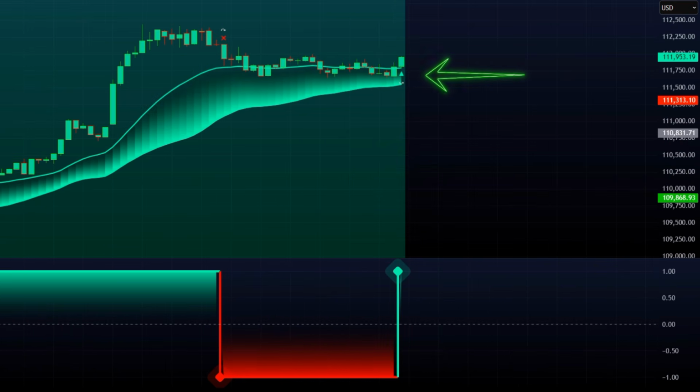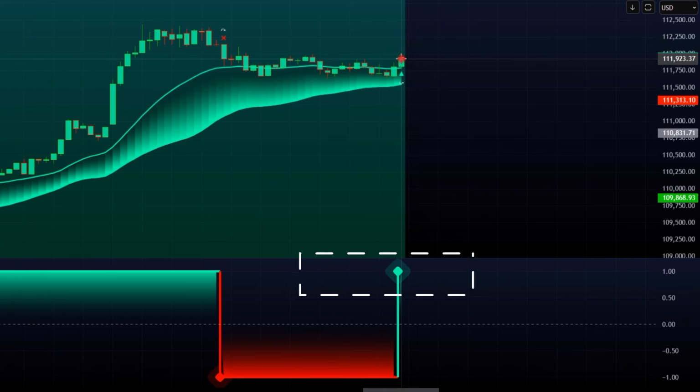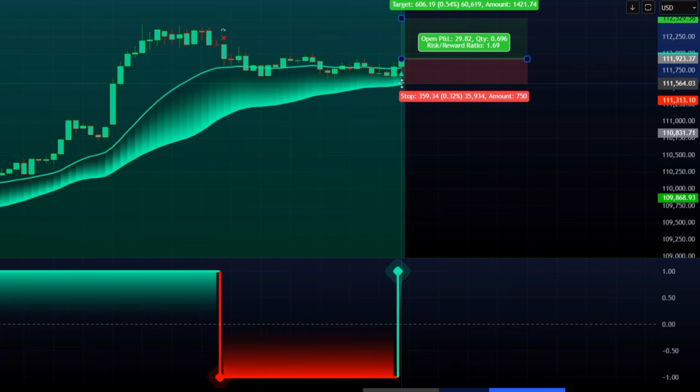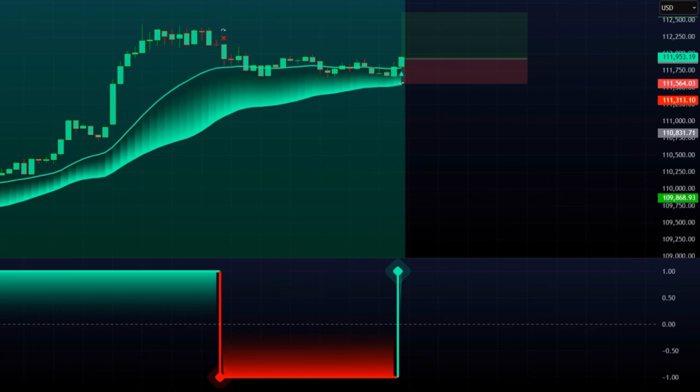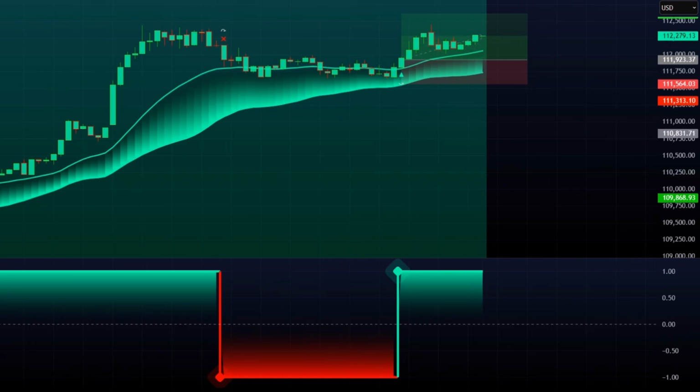Here, a buy signal appears. Check 1. A green confirmation candle. Check 2. The oscillator is green. Check 3. We enter the long position. Stop loss below the line. Target is set. Remember, no strategy is 100% perfect.